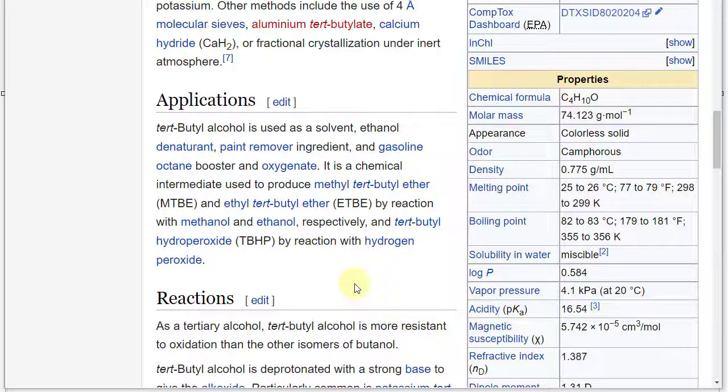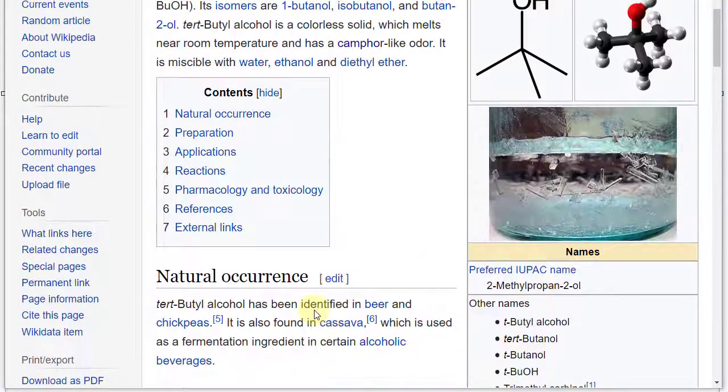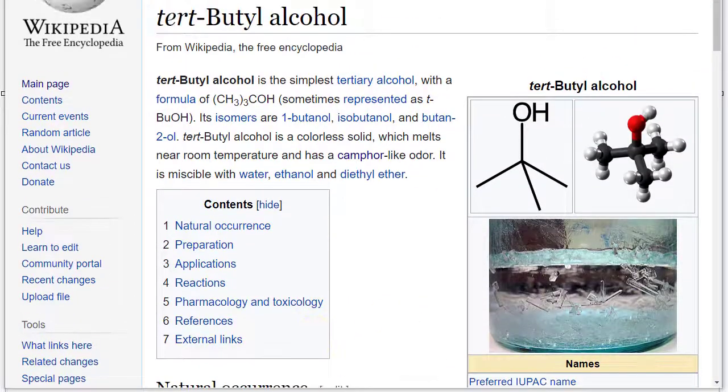So tert-butyl alcohol, and you know a reaction that makes it now, and even know what tert means. That's interesting. Okay, there's our question.